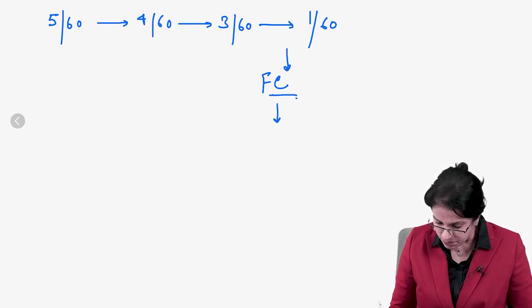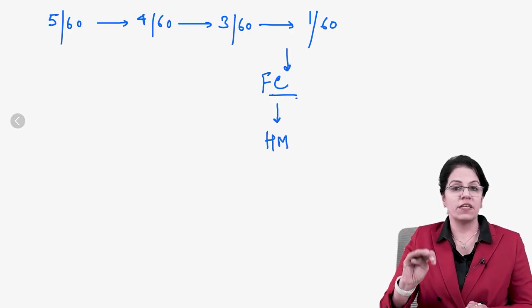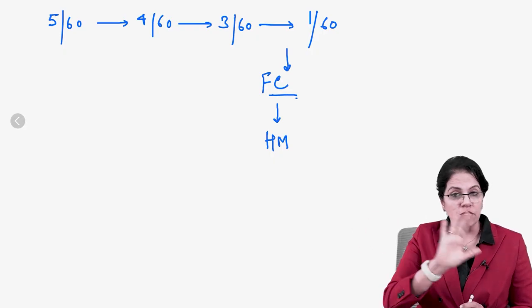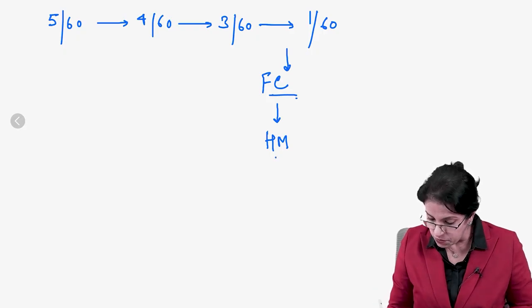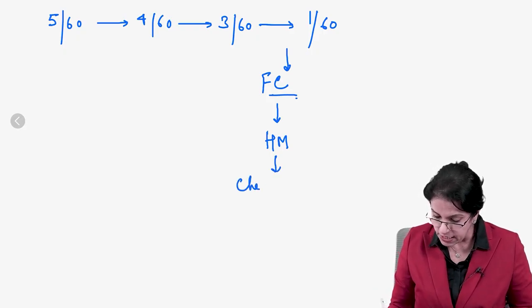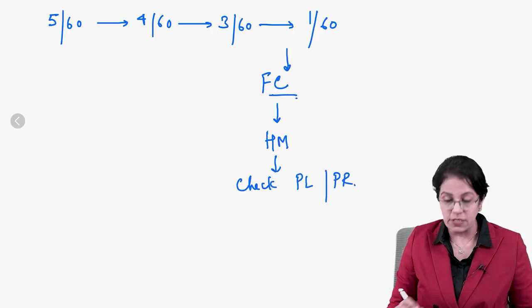We go for hand movement, right? So either you show him the fingers, how many fingers he can count, otherwise you move the hand and check whether he can actually perceive a moving hand or not. And even if this is not there, of course, then we have to check the PL and PR as well. So this is how the sequence is.